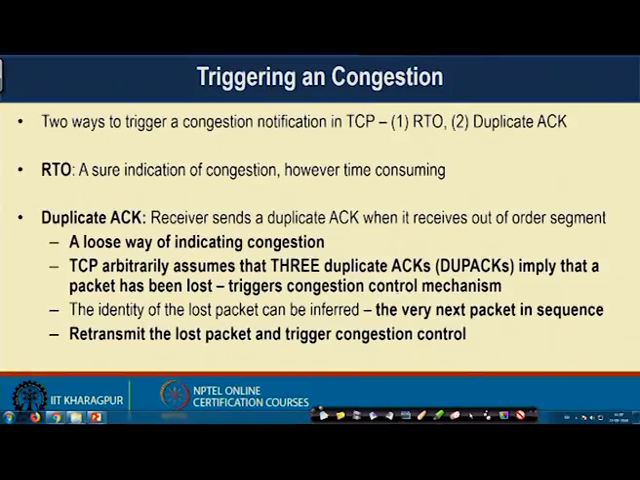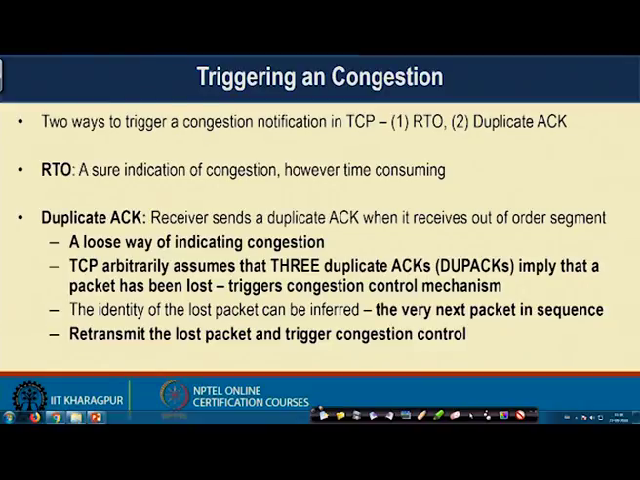Interestingly, the retransmission timeout RTO is a sure indication of congestion, but it is time consuming, whereas with the duplicate acknowledgement, as we know, the receiver sends a duplicate acknowledgement when it receives an out of order segment, which is a loose way of indicating congestion. So, TCP assumes that if you receive 3 duplicate acknowledgements, then it implies that the packet has been lost and it triggers a congestion control mechanism. This assumption of 3 duplicate acknowledgements is something arbitrary. There is as such no logic behind that. Jacobson assumed that we can take triple duplicate acknowledgement to indicate congestion.